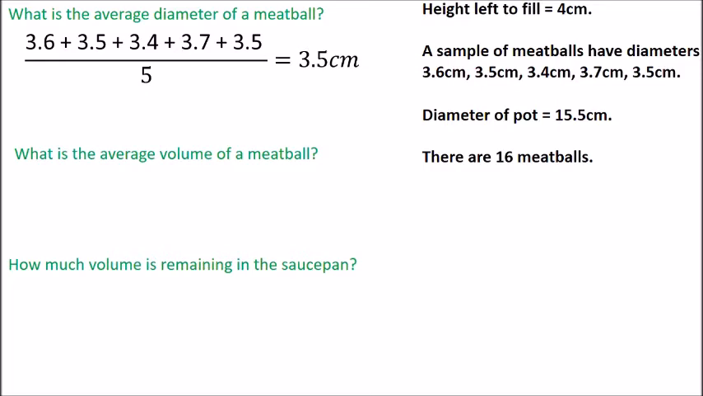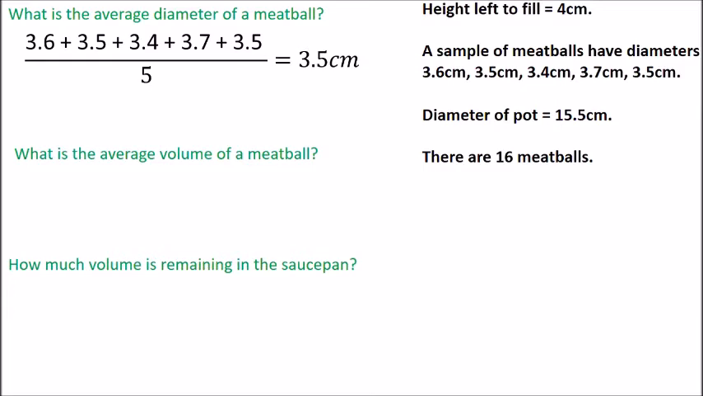I personally have just chosen to round to 1 decimal place, but you'll be more accurate if you round to 2 or 3, say. Okay, so if I know that on average a meatball has a diameter of around 3.5 centimetres, that's going to help me find the volume of a meatball. A meatball generally is a sphere, right? It's like a ball shape. It's not a perfect sphere, but a mathematician would generally model this as a sphere.